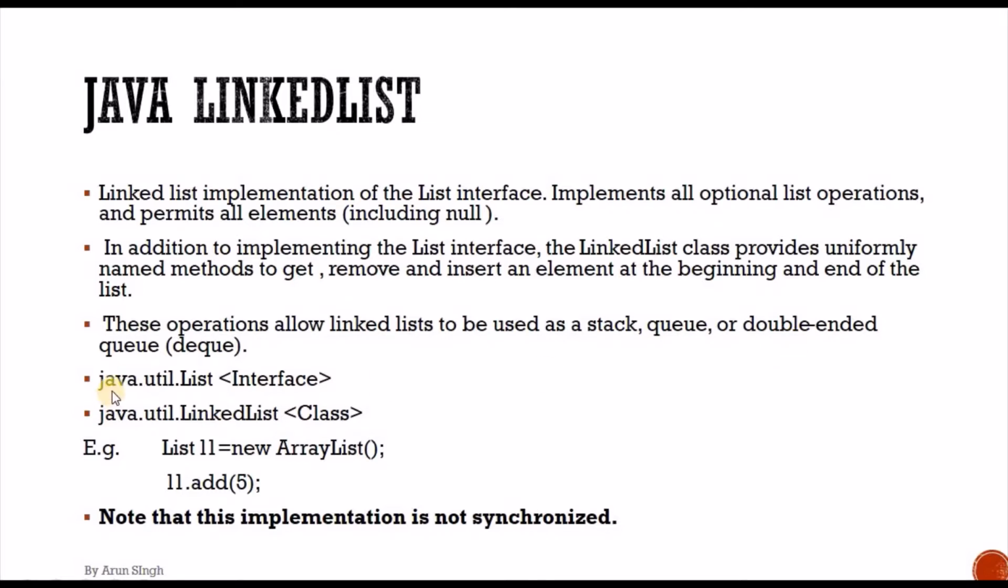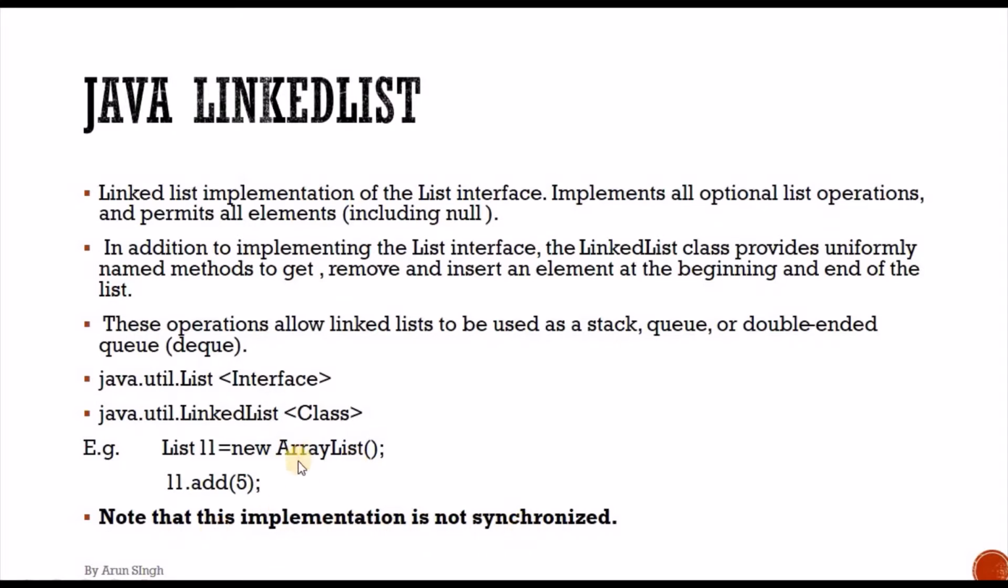This is the interface java.util.List, and this is the class which is implementing it. So an example would be: List l1 = new ArrayList(); l1.add(5). Here you can even have a LinkedList. Note this implementation is not synchronized.